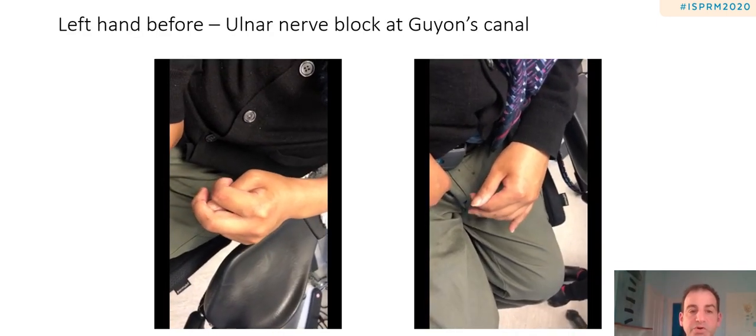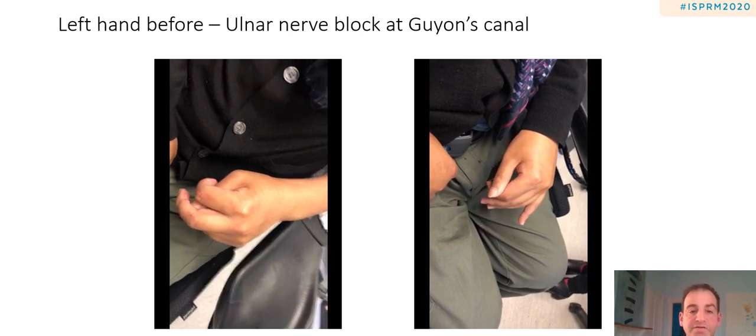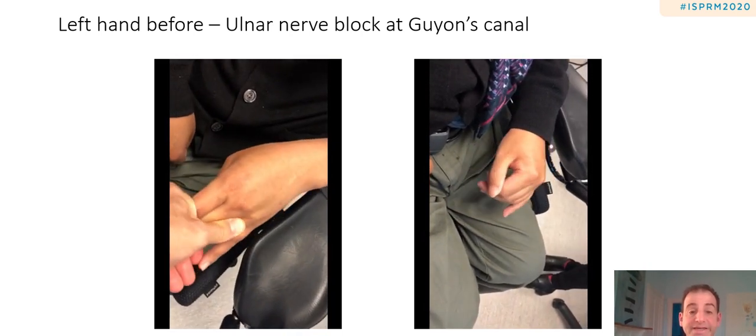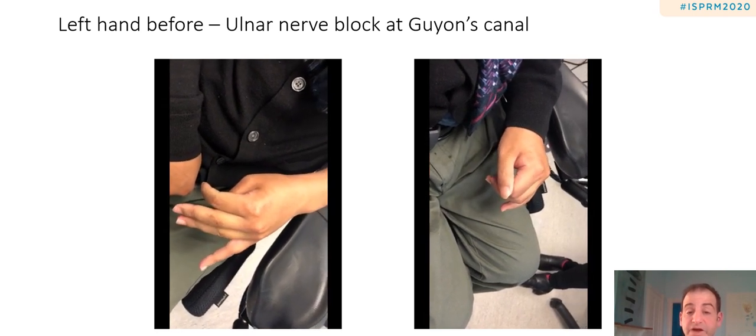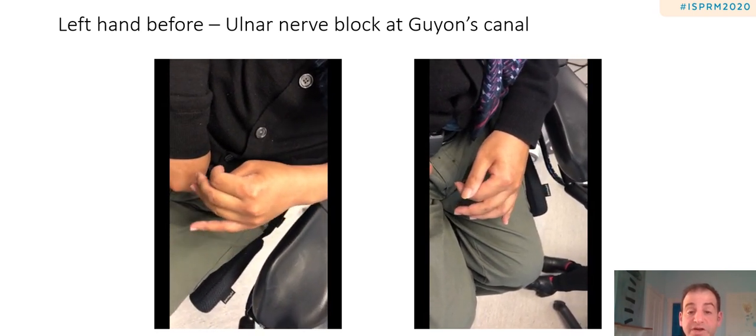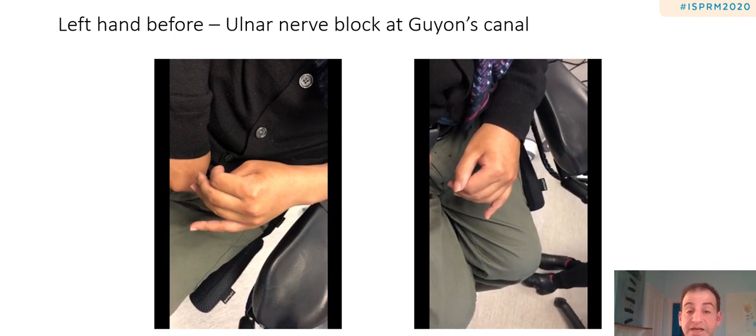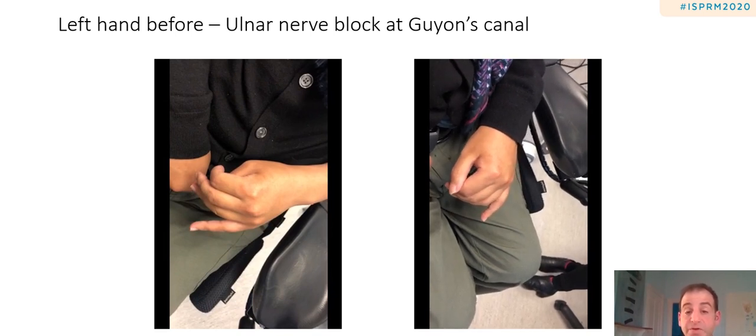Now, we've been exploring how to use these nerve blocks to create function. So because his hand is quite tight, I performed an ulnar nerve block at Guyon's canal, and it allowed him to have better range of motion in his fingers, more active movement, because the interossei were paralyzed, but you can still see that there's weakness because of the spinal cord injury.